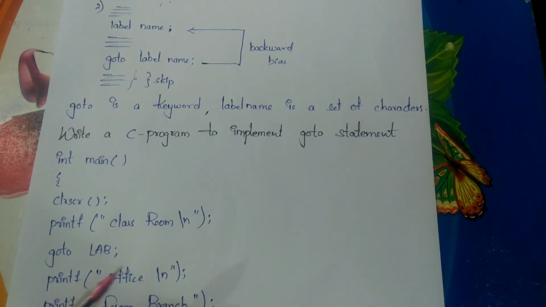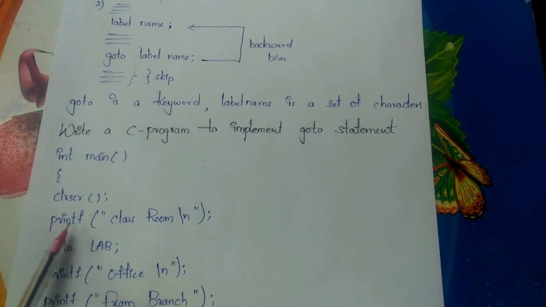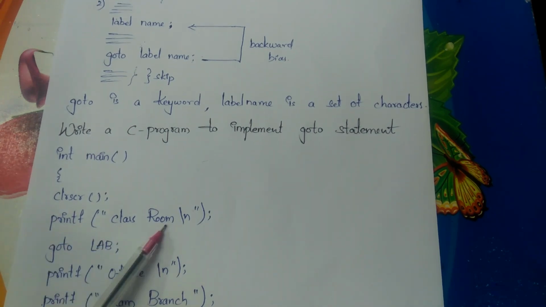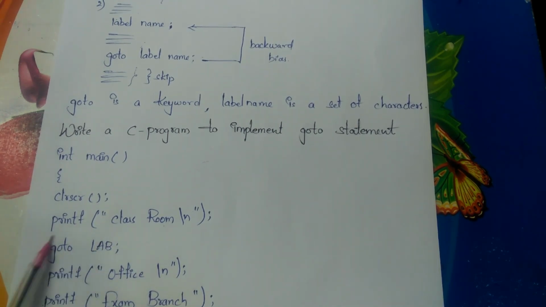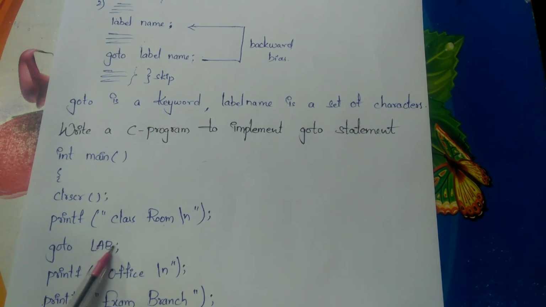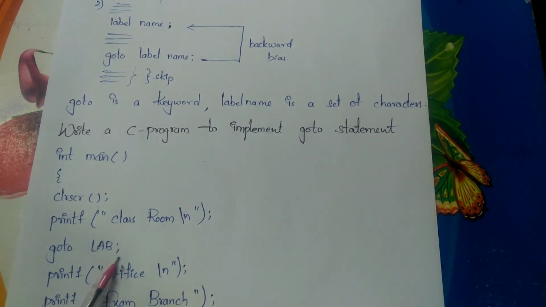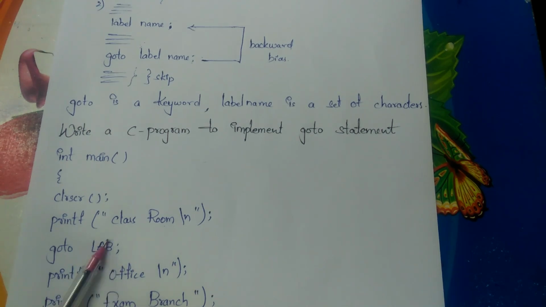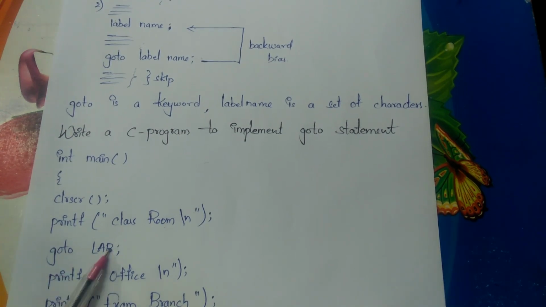Now it starts with the main function, clear screen. Now I am writing the first statement, printf classroom. This will be executed as usual. After this I am writing goto lab. So goto is a keyword and lab is a label name, ended with a semicolon. This is the first syntax I am using here. After the statements I am writing goto with the label name lab.